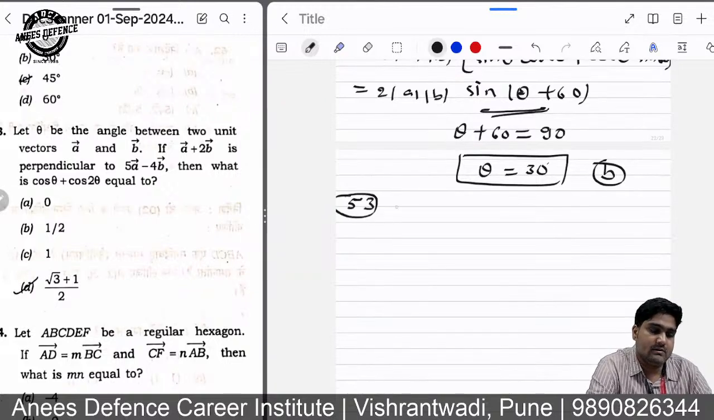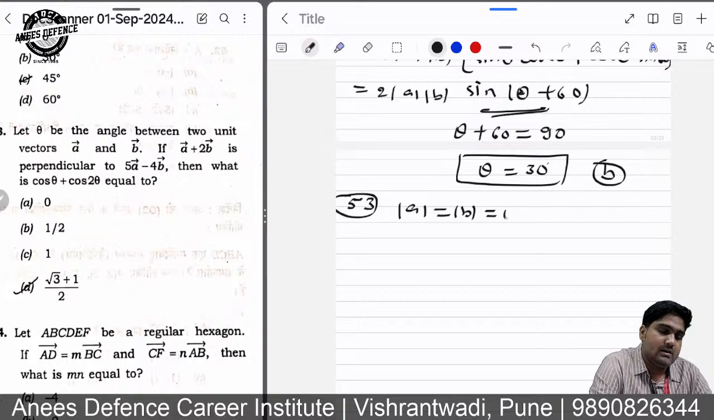Here, given that theta is the angle between two unit vectors, that means the magnitude of A and the magnitude of B are 1. One more piece of information is given: A plus 2B is perpendicular to 5A minus 4B, which means the dot product of these two vectors is 0. So (A plus 2B) dot (5A minus 4B) equals 0.